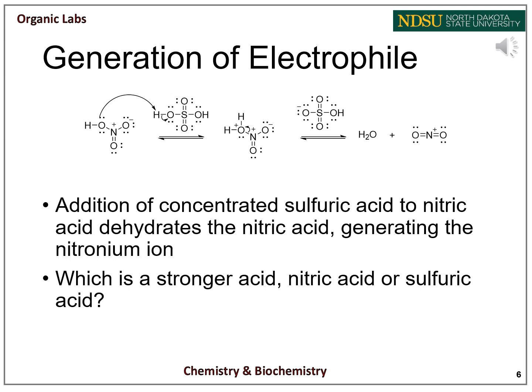The first thing we do in this reaction is the generation of our electrophile, in this case the nitronium ion. To do this, concentrated sulfuric acid is added to concentrated nitric acid, which generates the nitronium ion through dehydration of the nitric acid. Now, between sulfuric acid and nitric acid, which is the stronger acid, and how does that cause this reaction to proceed? Sulfuric acid is the stronger acid, which allows nitric acid to be protonated, which generates our electrophile.